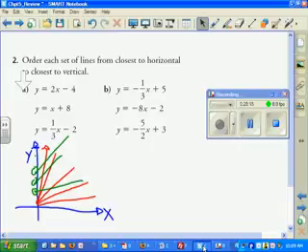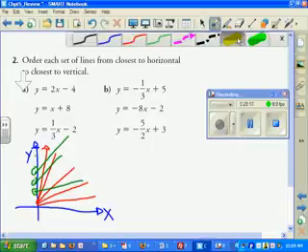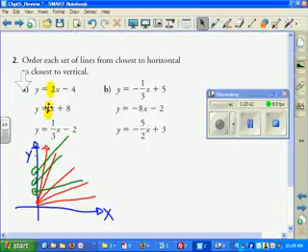So in our equations here, what's the slope in my first equation? Y equals 2x minus 4. 2? Slope. Alright, good. Slope in this second one here. One. Oh yeah, oh yeah. I knew that. 1. Okay. This one here?